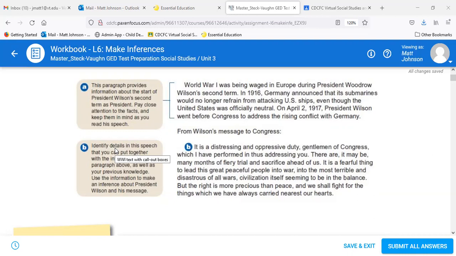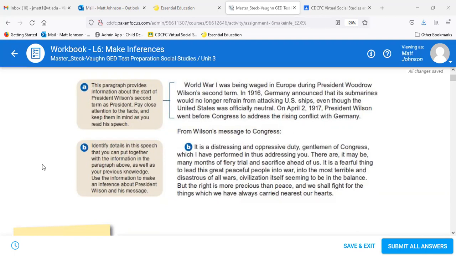And then the second box there, it says identify details in the speech that you can put together with the information in the paragraph above, as well as your previous knowledge. Use the information to make an inference about President Wilson and his message. So things are dire in Europe. Germany is not a threat to us as far as invasion, but it's threatening our shipping. It's costing American lives. And you look at the second piece of information, and we're seeing a turn in Wilson's thinking on the war, right? It's all in there.